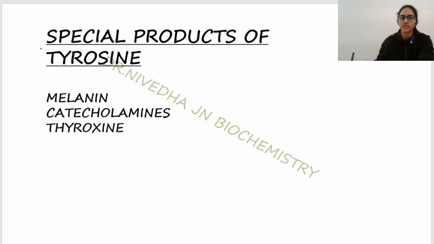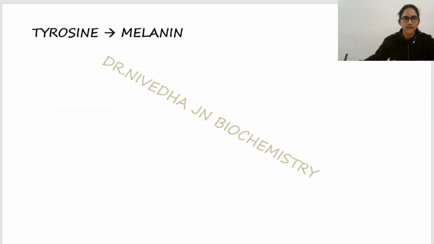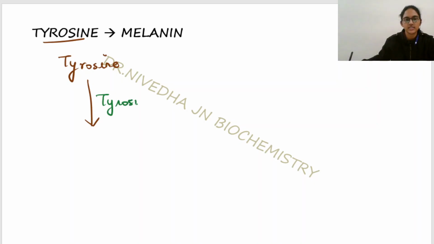What are the special products of tyrosine? They are mainly melanin, which is the skin pigment, catecholamines, adrenaline, noradrenaline and dopamine, and then thyroxine. So these are the special products of tyrosine. Now let's see how these three products are derived from tyrosine. So from tyrosine, what is the enzyme that converts, yes, what from tyrosine? Tyrosine gets acted upon by tyrosinase enzyme. Okay, tyrosinase enzyme. When it is acted upon by tyrosinase, what forms?